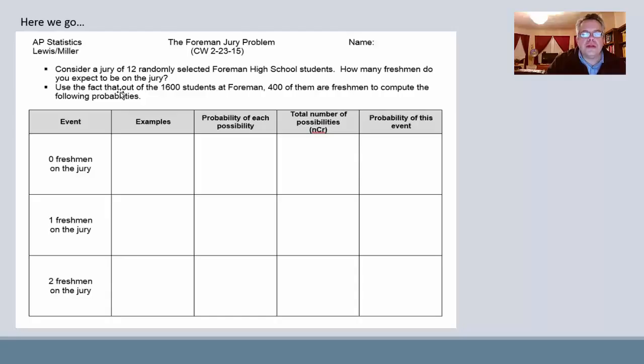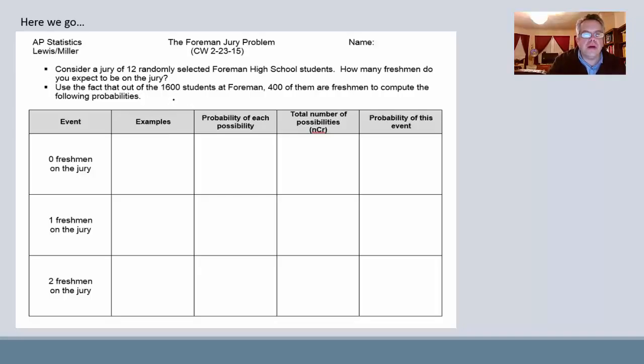Suppose you're going to have a jury of your peers at Foreman. We're going to select a jury of 12 Foreman students, randomly selected. We want to know how many freshmen we would expect to be on the jury. So out of the 12 randomly selected students, I want to find the probability that there are no freshmen, 1 freshman, 2 freshmen, etc., all the way up to 12 freshmen. We're going to assume that of 1,600 students at Foreman, 400 are freshmen.